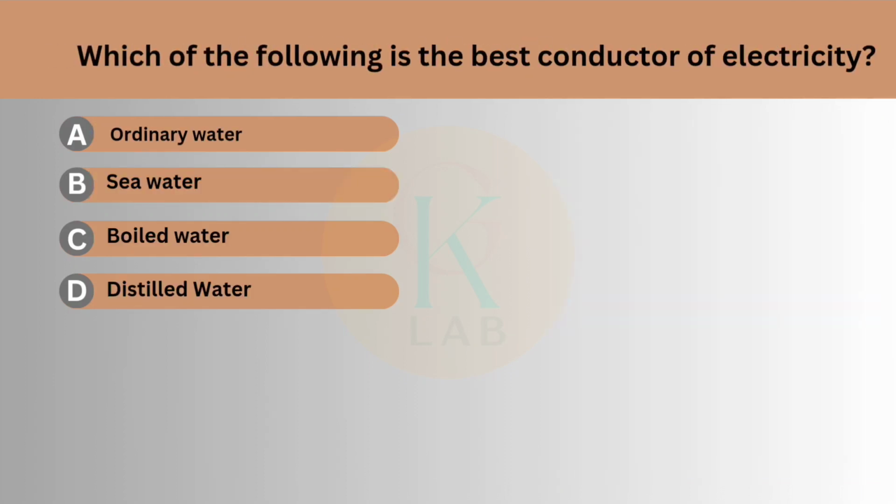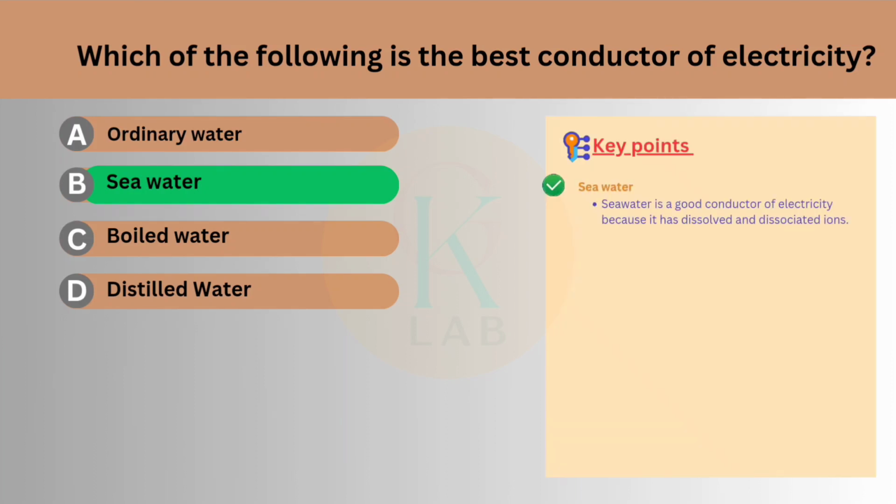Next question. Which of the following is the best conductor of electricity? Correct answer is option B, seawater. The reason seawater is a best conductor of electricity is that seawater is a good conductor of electricity because it has dissolved and dissociated ions.